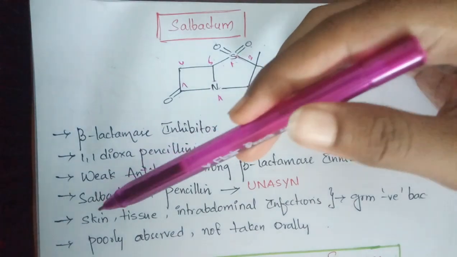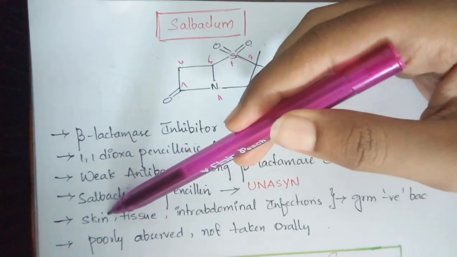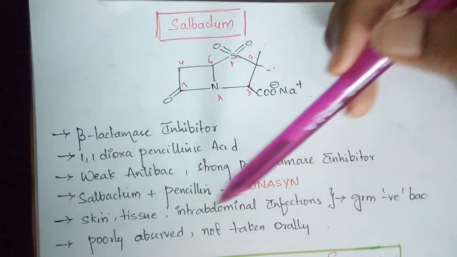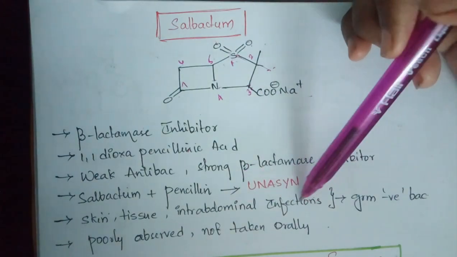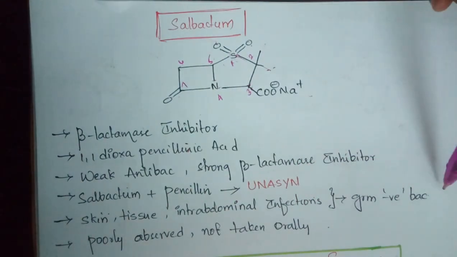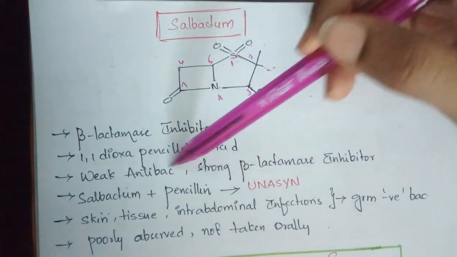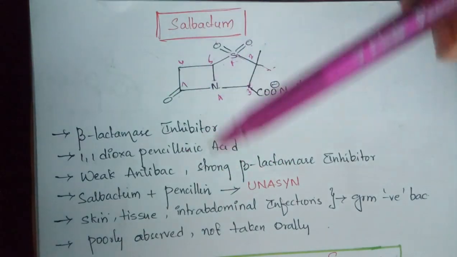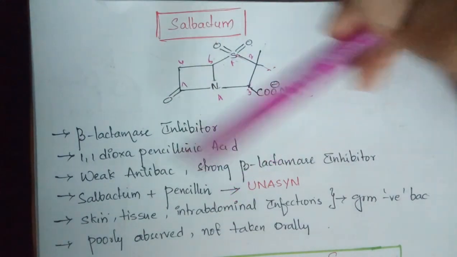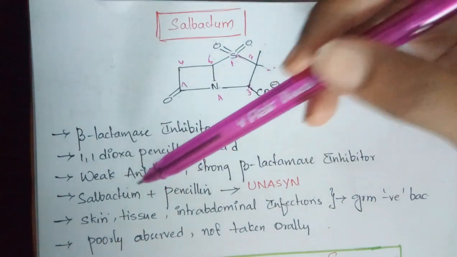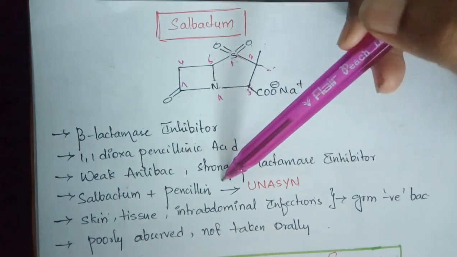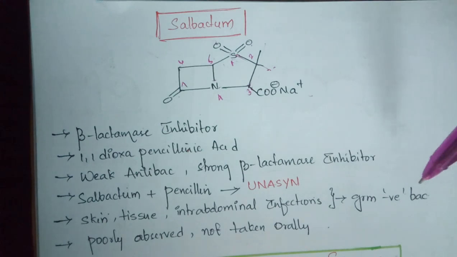It is used to treat infections of the skin, other tissues, or abdominal infections, mainly caused by gram-negative bacteria. Normally penicillin is active only against gram-positive bacteria, but when you take it in combination with sulbactam, which is a beta-lactamase inhibitor, it becomes active against gram-negative bacteria. It is poorly absorbed and not taken orally.